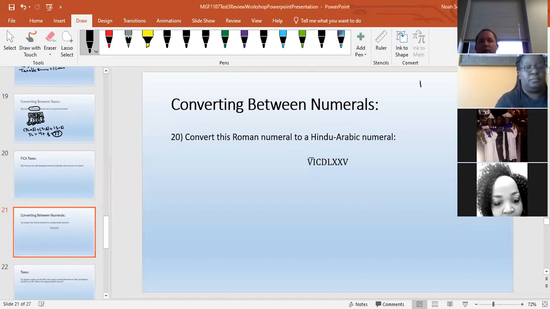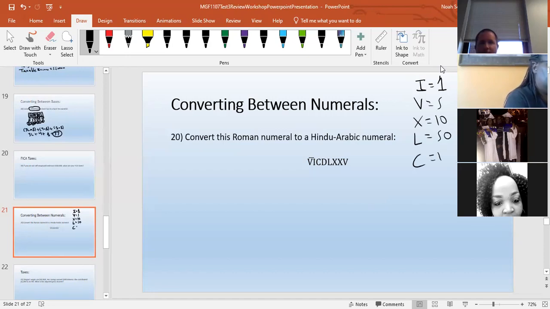So let's go through this. I has a value of 1. V has a value of 5. X has a value of 10. L has a value of 50. C has a value of 100. D has a value of 500. M has a value of 1,000. Now, if you want more than 3,000, you got to put some type of line over something.